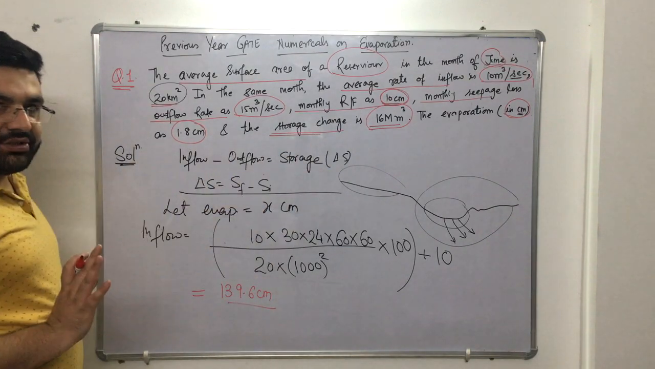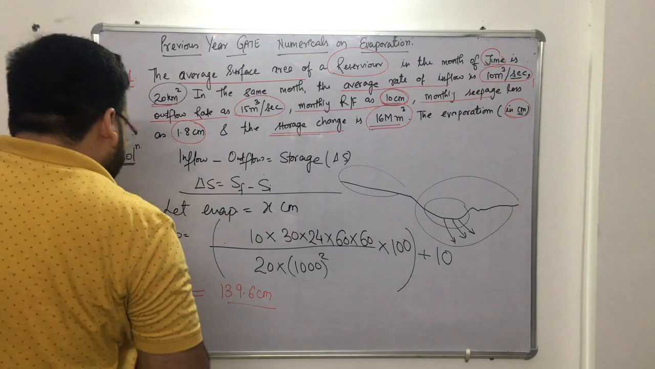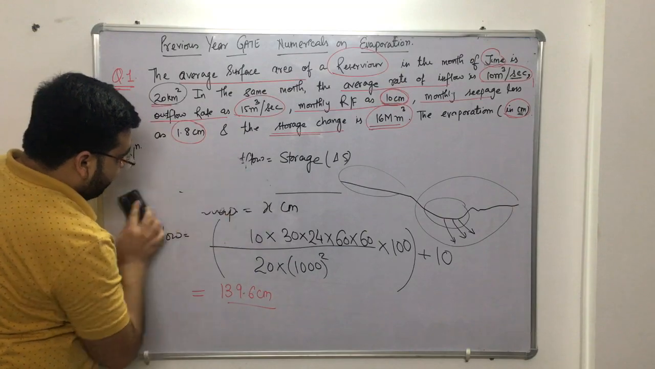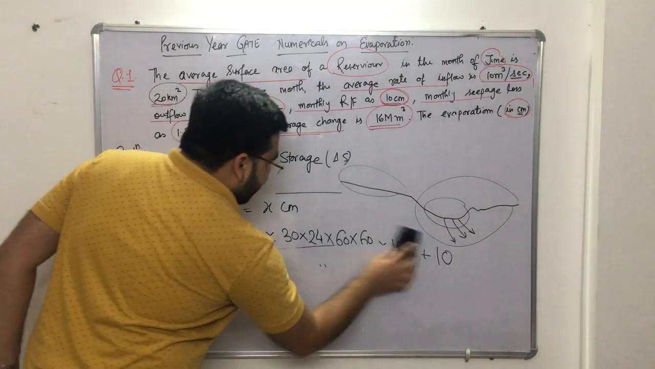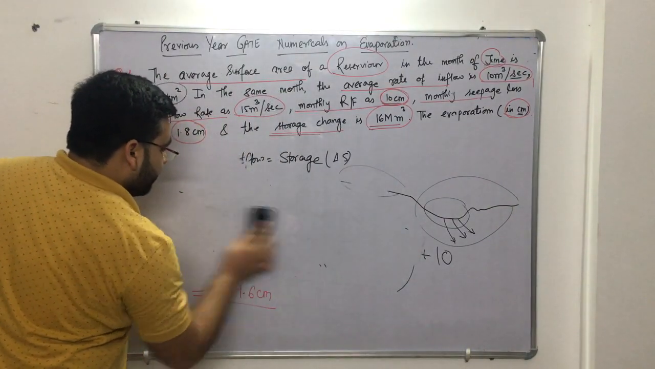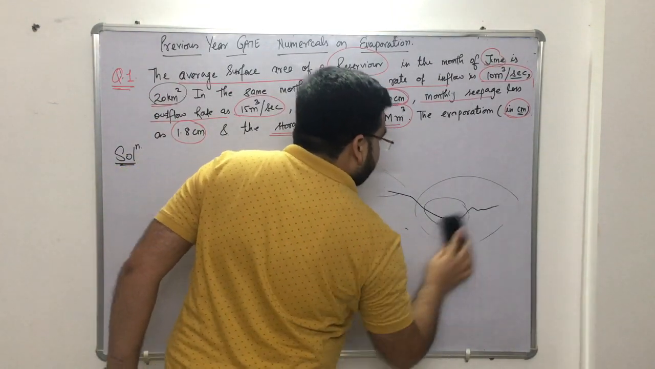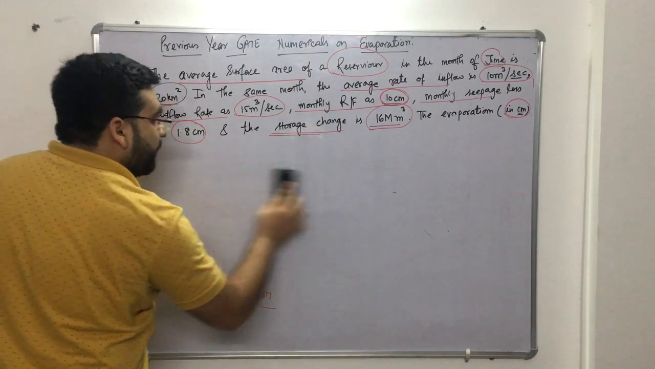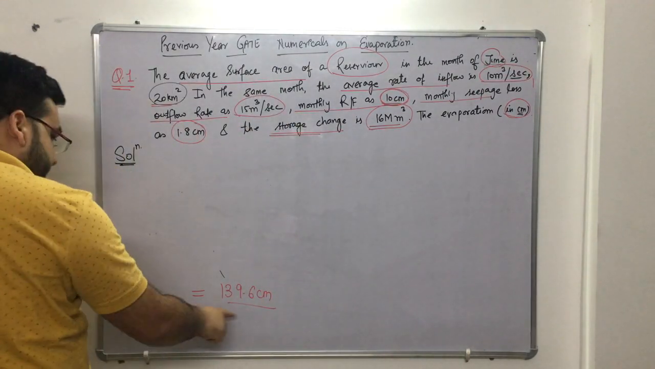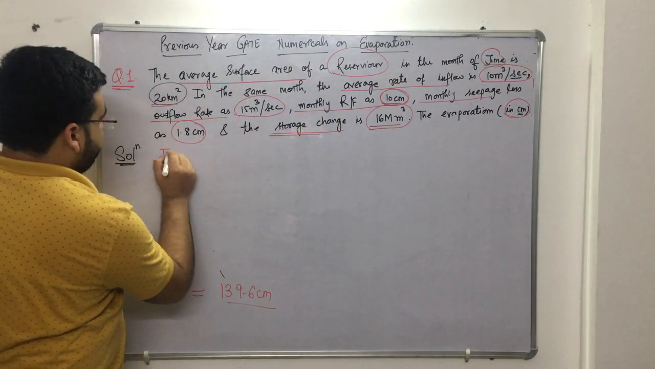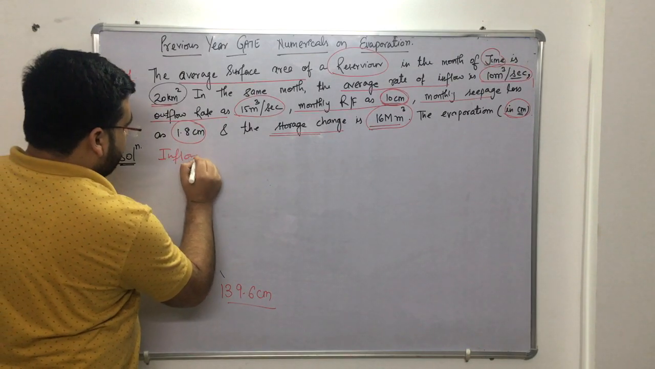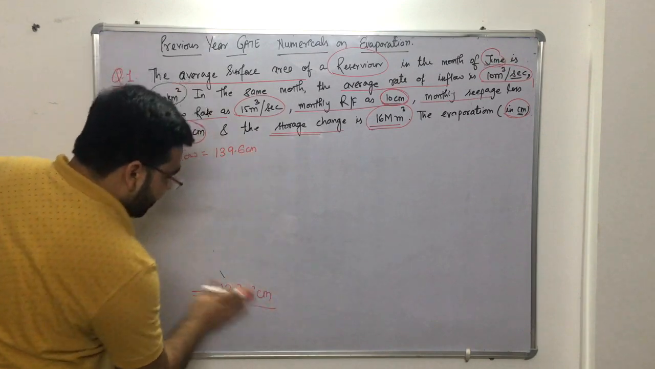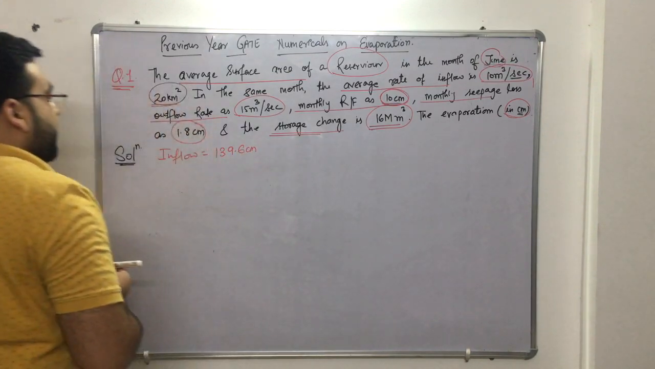So let me rub this. Now I have got inflow, that is 139.6. Now no need for this, right? Only this is needed, that is 139.6. I hope you are getting it, right? So inflow I have got as 139.6 centimeter. Now let's rub this also.